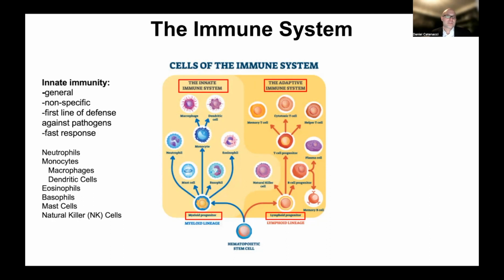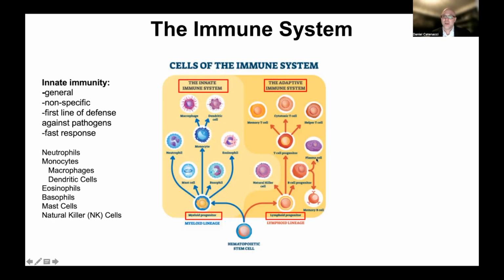The innate immune system is a general response. It's not specific, but it's our first line of defense against pathogens like viruses and bacteria and cancer. And because it's general and nonspecific, its benefit is that it's a quick response. It's the first defense to exposure of these external or endogenous internal problems. There are a number of cells that mediate this immune response that is called the innate response.